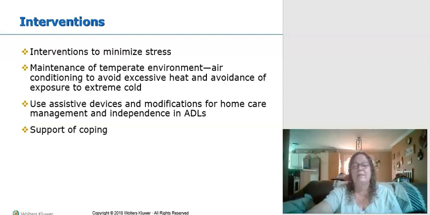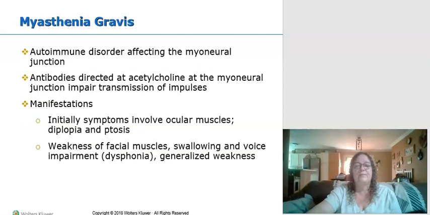Use assistive devices and modifications for home care and management of independent ADLs, and support coping, whether that be through therapy. Do they need a support group? Would that help them? And include the family in all this, because this disease really does affect not just the patient, but the family as well. Know their role in the family, and if that role is disrupted, how that can stress the whole situation.